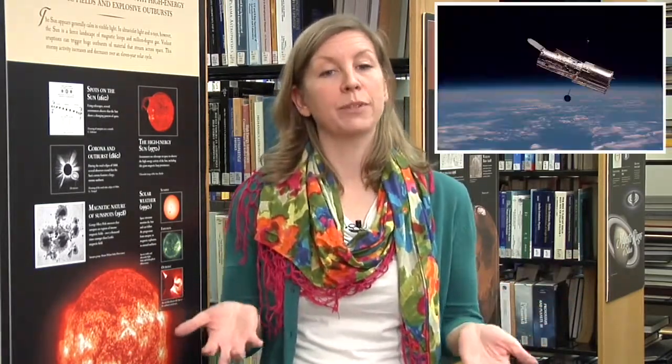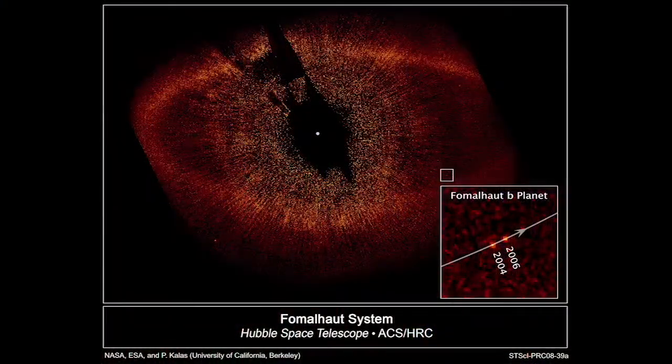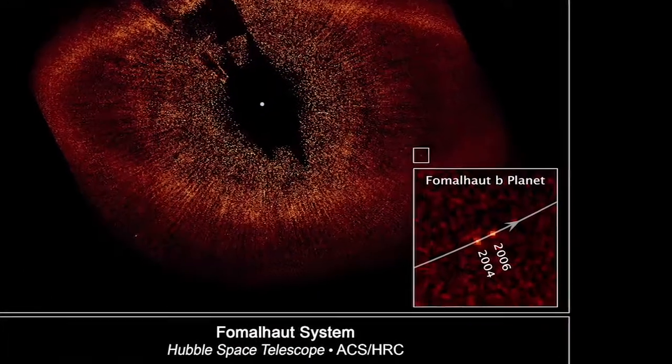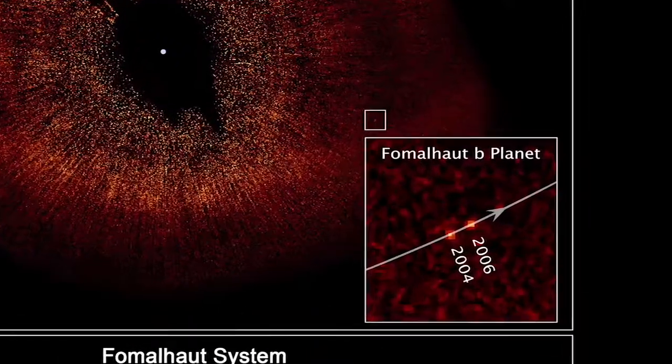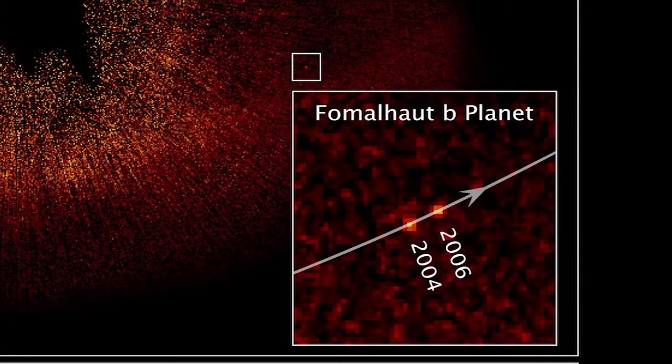Coronagraphy is so useful that it's been used already in many ground-based observatories and space-based observatories such as the Hubble Space Telescope. One example of this is the Fomalhaut b system. You can see this planet, maybe a brown dwarf, orbiting far away from the blocked star. And we've been able to observe this using coronagraphy multiple times over many years.